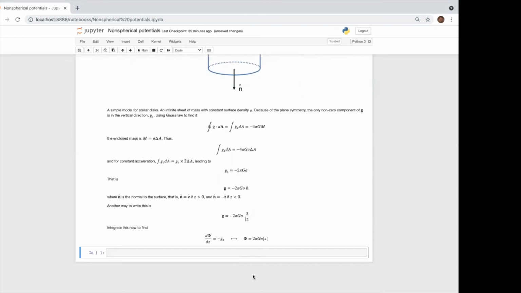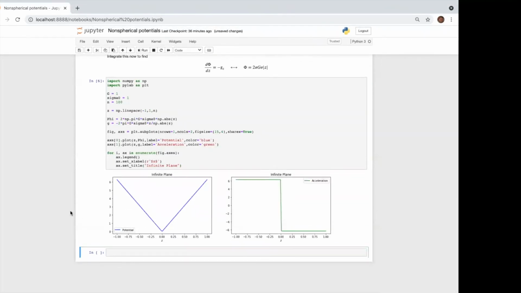So we can integrate this now to find the potential. So the potential is going to be 2 pi G sigma times the modulus of z. So let's now plot this potential and the acceleration. There you go. Right, so this is the potential of the infinite plane. You have here a linear potential above and below the plane. The abscissa here is the z direction. And the acceleration, see here, is positive below the plane and negative above the plane.